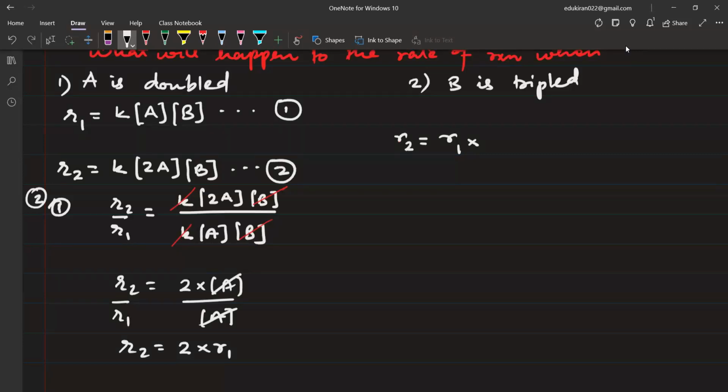Now please see here, guys. B and B is getting cancelled, so I don't need to write B. B was not getting changed. B is the same, only A is doubled, so B is getting cancelled. Here B is tripled. That means A is not going to change, so there will be no part of A here. Next, K and K is also getting cancelled, so I don't need to write K. Now what is changing?